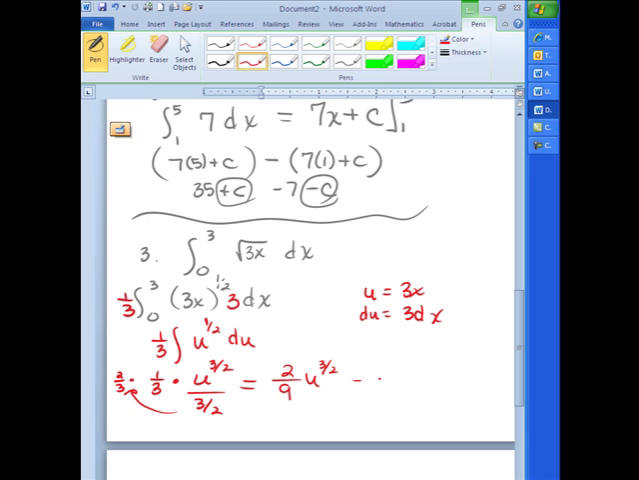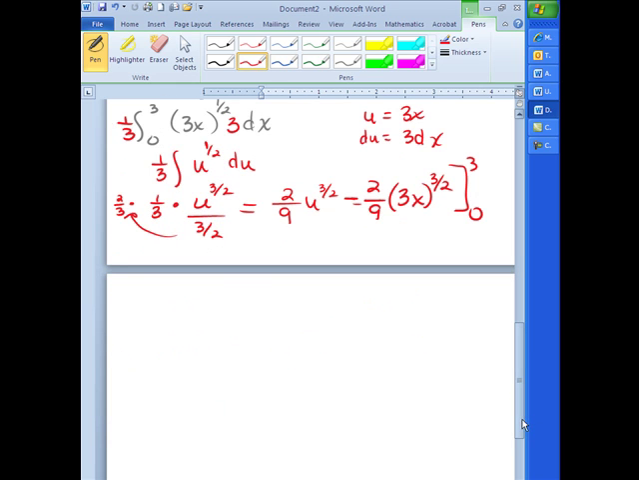Now we can plug in our 3x again, so we have 2/9 3x to the 3/2, and we have to evaluate that from 0 to 3. And so now we plug in. So 2/9, 3 times 3 to the 3/2 minus 2/9, 3 times 0 to the 3/2.